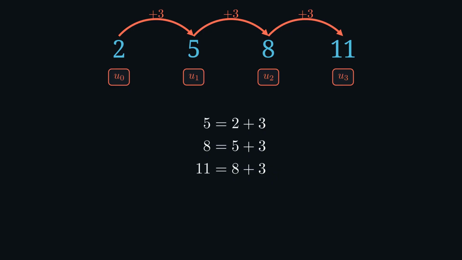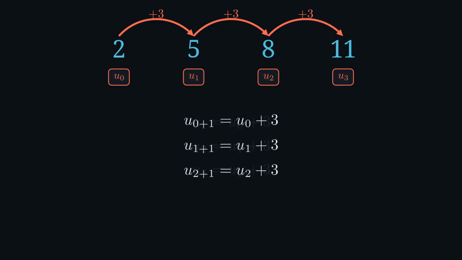Same facts in tags. U1 is U0 plus 3. U2 is U1 plus 3. U3 is U2 plus 3. Now watch the addresses. 1 is 0 plus 1. 2 is 1 plus 1. 3 is 2 plus 1. Every address on the left of the equal sign is the next one after the address on the right.